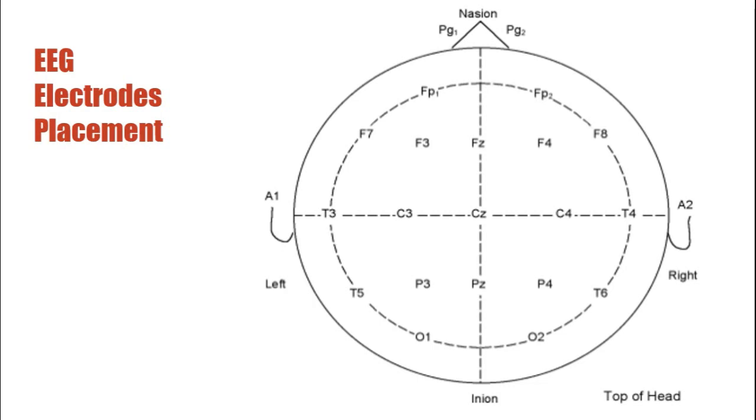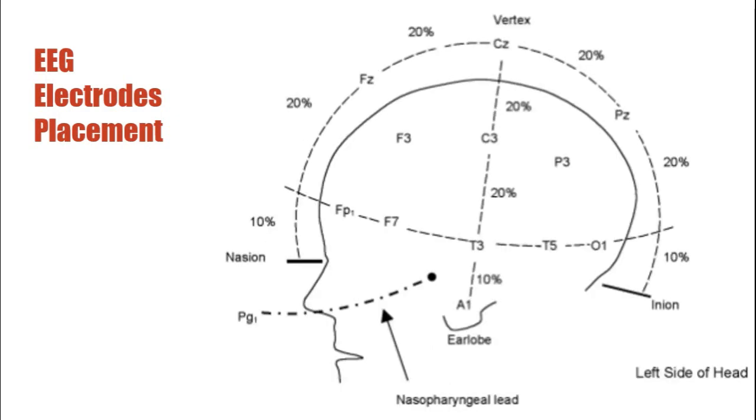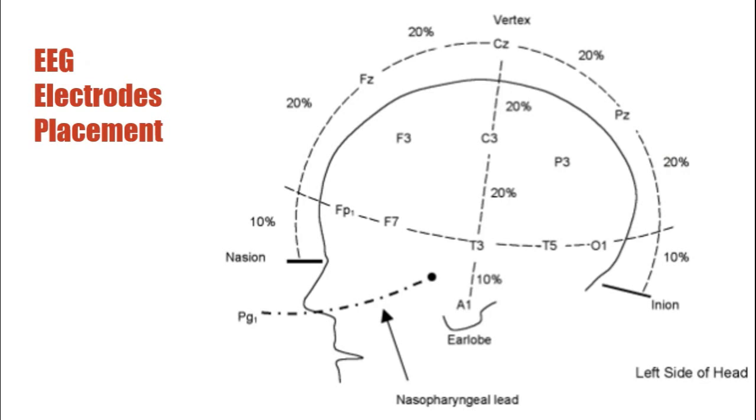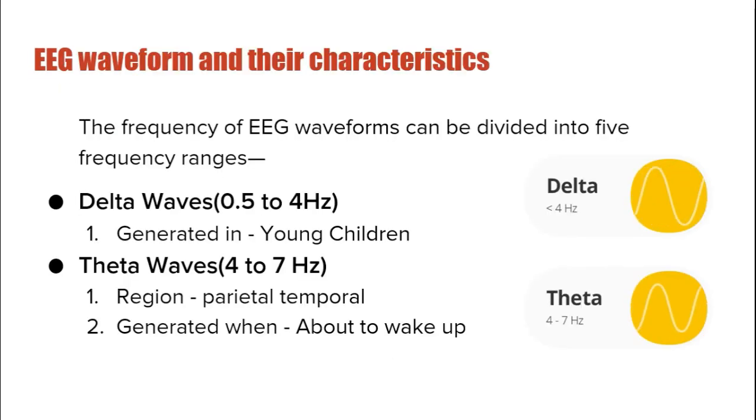So this is the top view from above the head, and this is the side view. Here it is clearly mentioned: A1 to T3 it is 10%, T3 to C3 it is 20%, likewise. So this is the electrode system which is known as 10-20 because of this reason only, the 10-20% is taken as a count. So next, there are some waveforms.